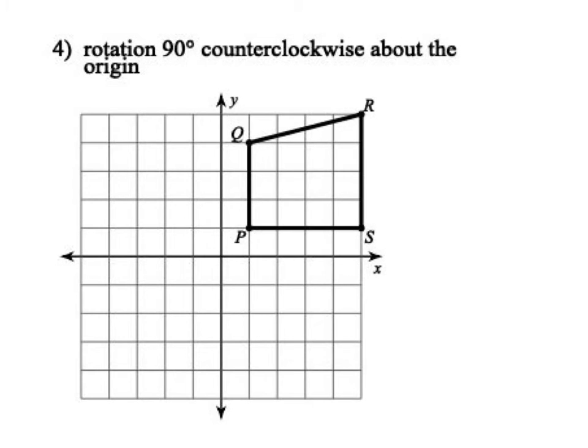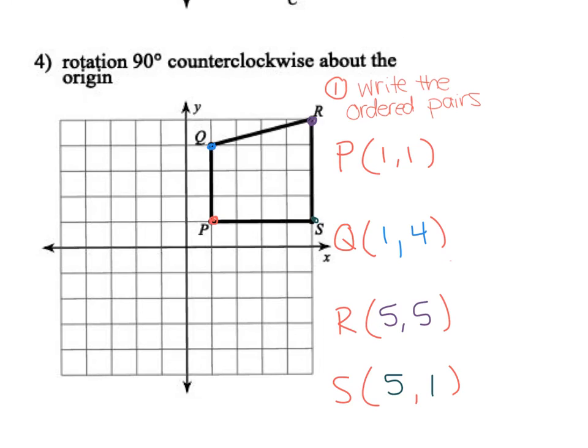Step 1, record the ordered pairs. You can see that I've written down the ordered pairs and then color-coded them so you know which one came from where. Step 2 is to use the rule.